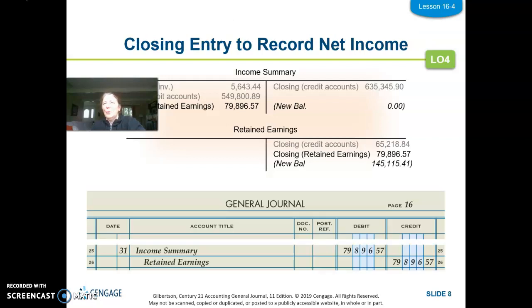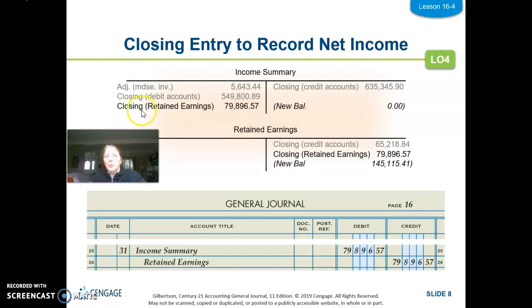So then the next thing we want to do is we want to close income summary. So we said that we had a new balance of $79,896 after we had done these first three, it had a credit balance of $79,896. So to get rid of it, this closing entry that I'm going to do is going to debit income summary to get the balance down to 0.